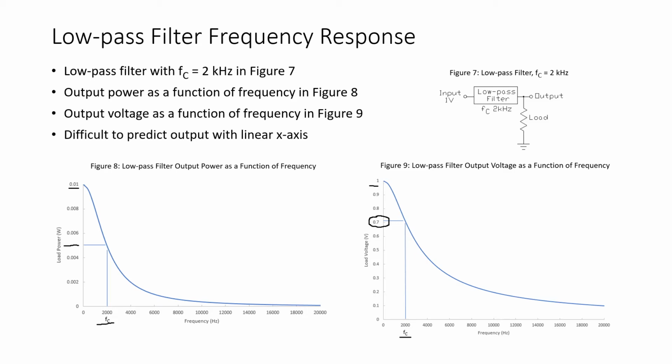Now, one of the problems with the plots that we see in figure 8 and figure 9 is that it's very difficult to predict the output or load power or load voltage from these graphs. It's because these graphs are so non-linear. Part of the issue is that the x-axis is what's called a linear axis. What that means is that on the graph, the distance from 0 to 2K is the same distance as from 2K to 4K. It's the same distance as from 4K to 6K, and the same distance as from 6K to 8K. In other words, this is a linear scale like we would have on a normal piece of graph paper.